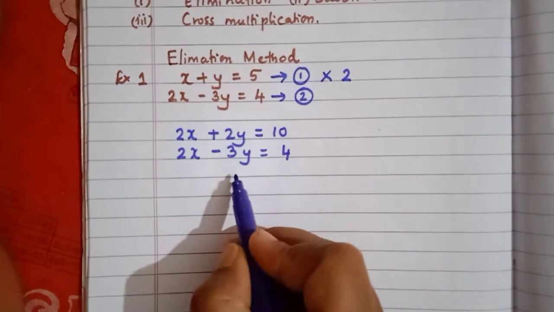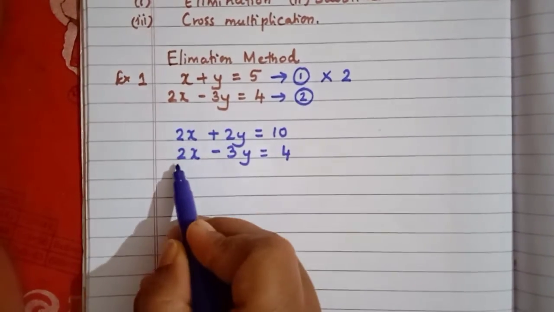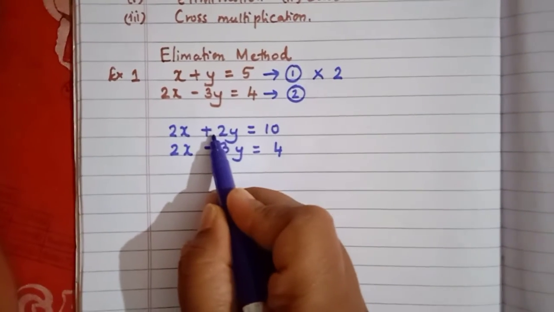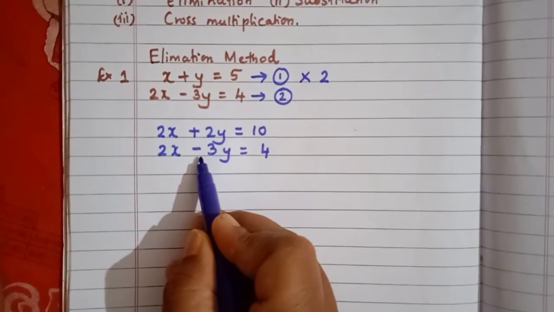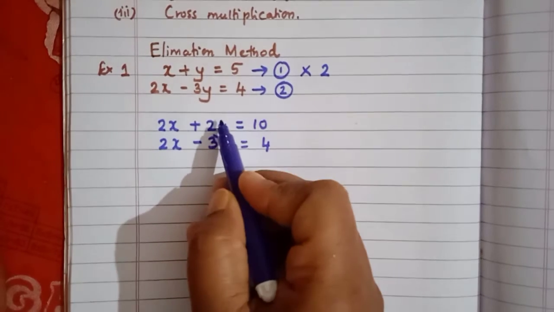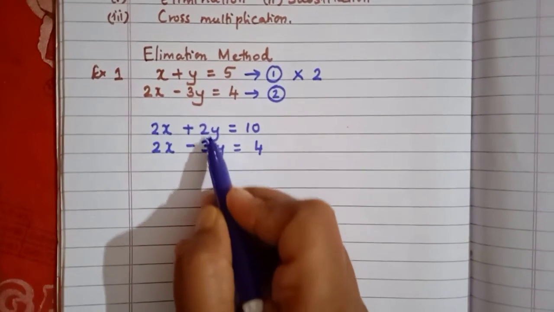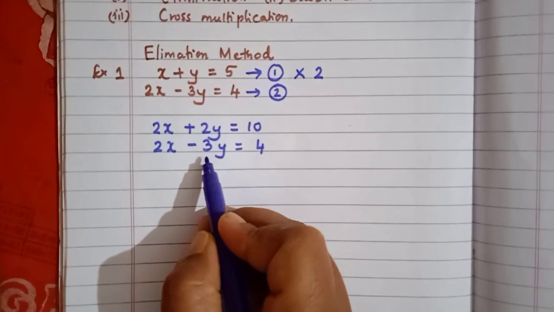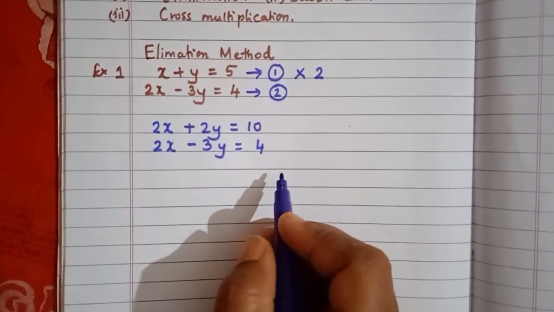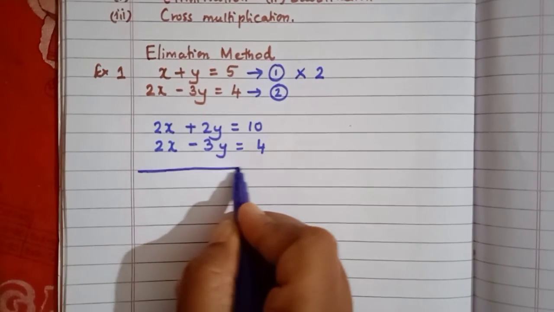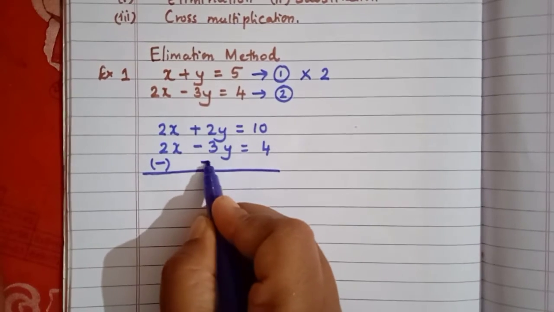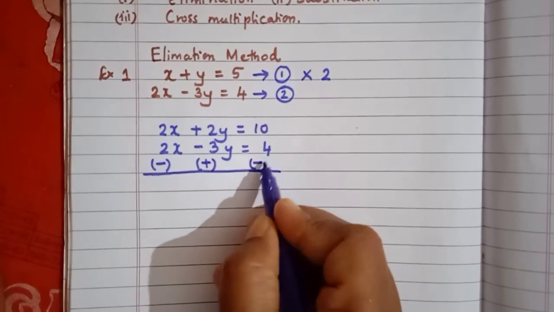Now you can see here, you can eliminate 2x and 2x, but both are with a plus sign. And here you have plus and minus. So here you cannot cancel this because the variables are same, but the coefficients are not same. Now we are going to subtract both the equations by changing the sign. So once I change the sign, this becomes minus and here this becomes plus and here it becomes minus.